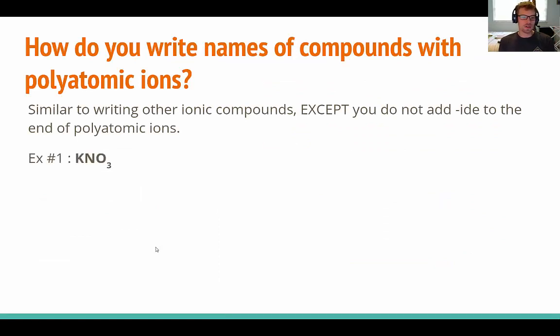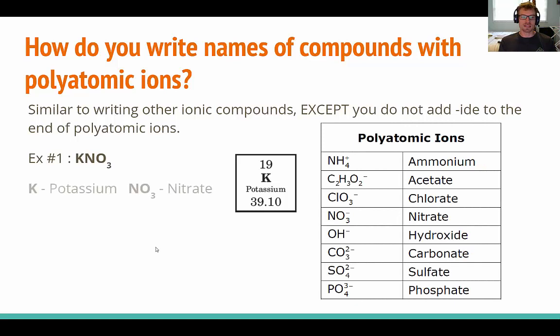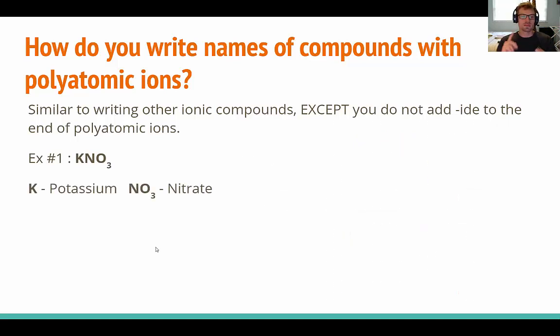So, for example, if we have KNO3, we've got to look at our periodic table and at our list of polyatomic ions. K is potassium, NO3 is nitrate. So we've got potassium and nitrate, and all we're going to do is stick those together. Potassium nitrate. Remember, the metal always goes first. And really, if you're looking at a formula, whatever the order is, you're just going to say that in the order of the formula. You're just going to put them in that same order.